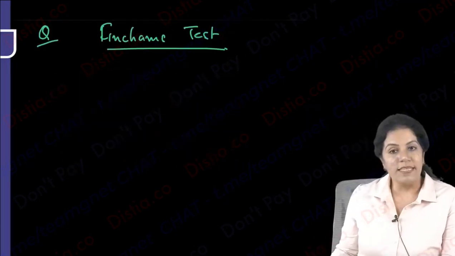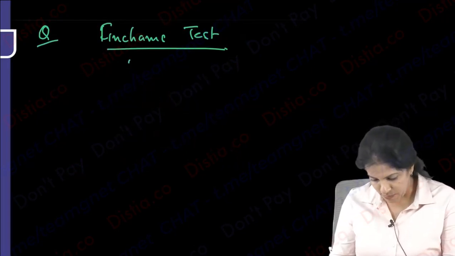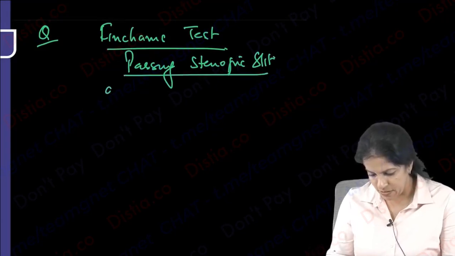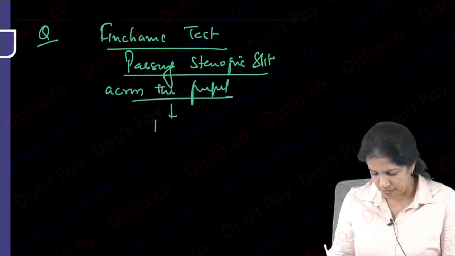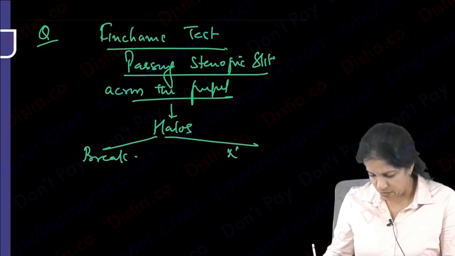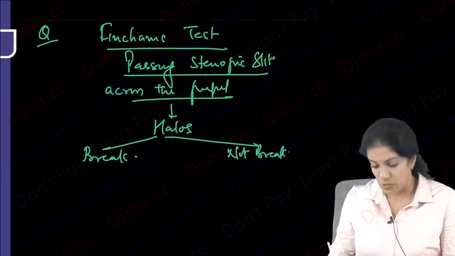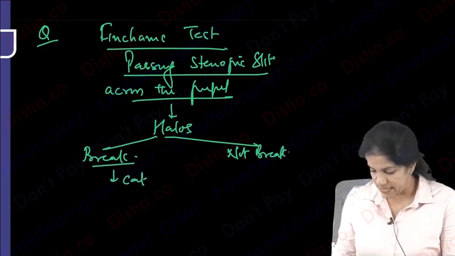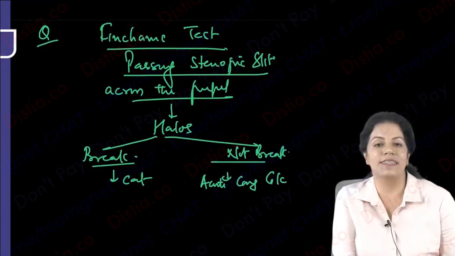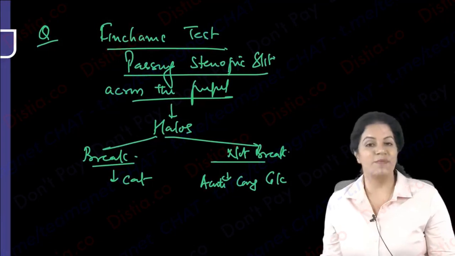Okay? Should we write this? Write it. So we will write like this, passing stenopic slit. When you pass the stenopic slit across the pupil, two things can happen. Halos break or not break. Write, if it is breaking, it is due to cataract. Not break, it is due to acute congestive glaucoma. Good. So that was Fincham's test.